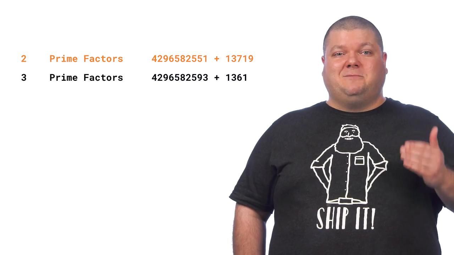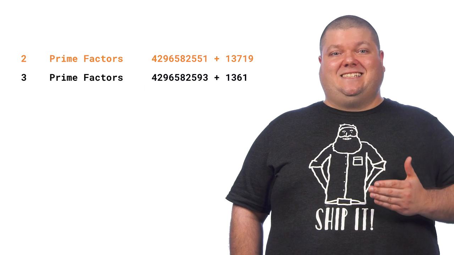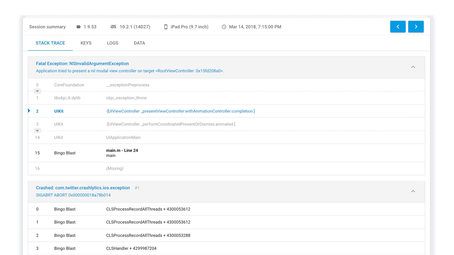Xcode compiles your code into machine code before it runs on a device. Crashlytics will turn that machine code from a raw crash report back into a readable stack trace. To make sure we have the files to do that, just make sure the Crashlytics RunScript build phase is set up. So now we're set up, but how do we test it?